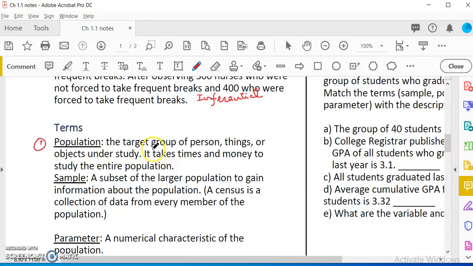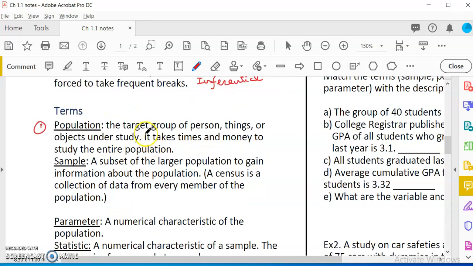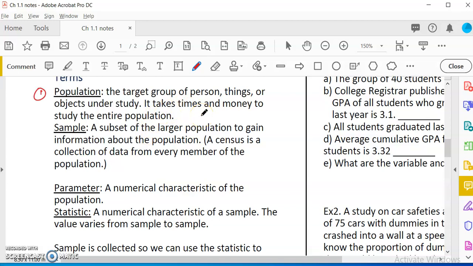So if you want to study a big group, in general, a certain group, you should interview everyone. It's called a census, but it takes time and money to study the entire population. Now, population is an English word that just represents people that live in a city or in an area. But in statistics, population is the target group. So your target group could be buildings, could be rivers, could be animals. Just any objects that are your target under the study is called population.